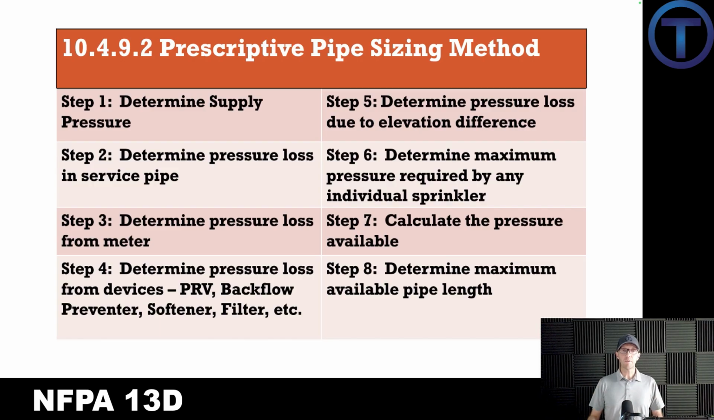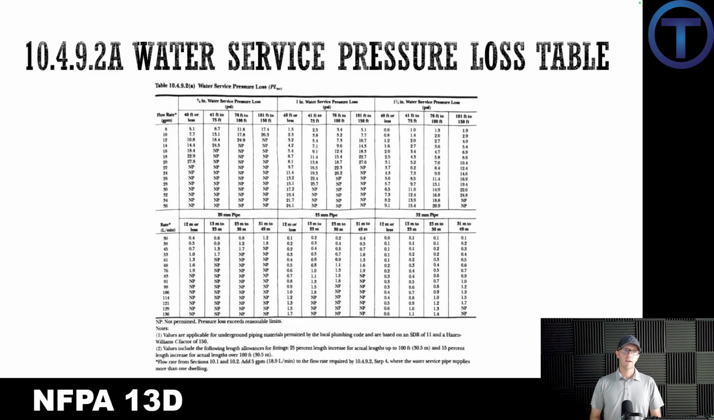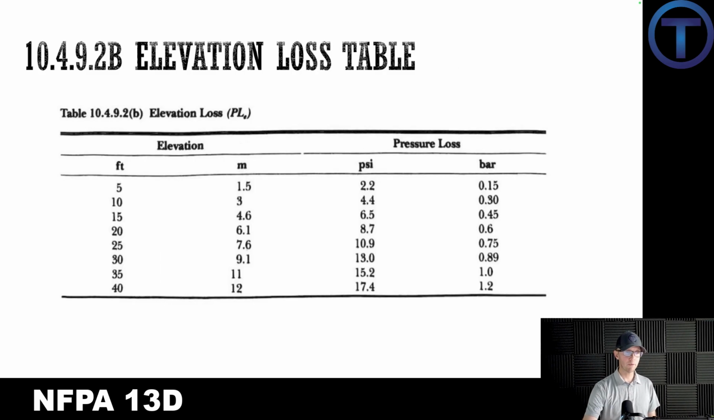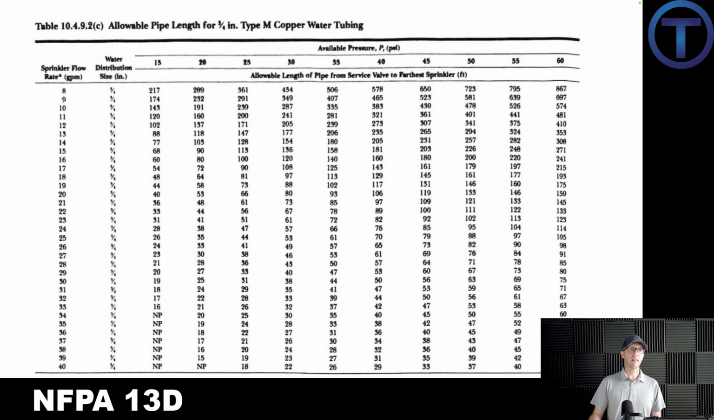There are tables that would be used here for each of those. If we're using the prescriptive method, there's going to be a number of tables that we would use for that. Water service pressure loss table. There's the elevation loss table that'll help me to know, like, for however many feet, this is what I've got to subtract. And then there are tables for allowable pipe lengths for different types of sizes. So basically you would pick a size, say 3/4 or 1 inch, go to the table and see if that's going to be enough pipe to get you where you need to go.